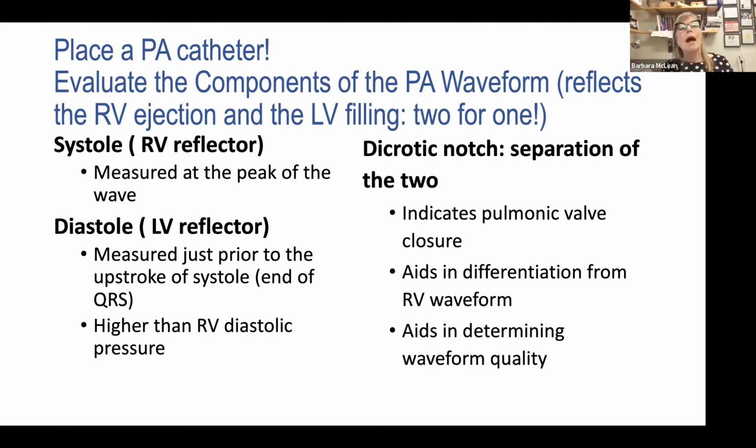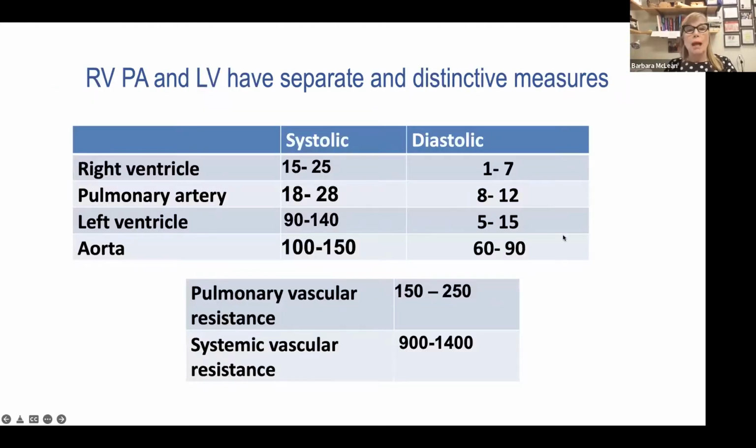If I want to know how the right ventricle filled, I'm going to look at CVP, or right atrial pressure. And that dicrotic notch, remember, is the separation of the two. It indicates pulmonic valve closure, and it's very important in differentiating right ventricular waveforms from pulmonary arterial waves.